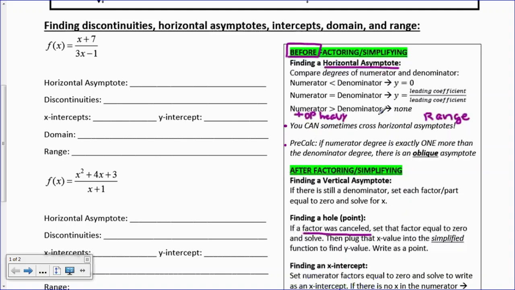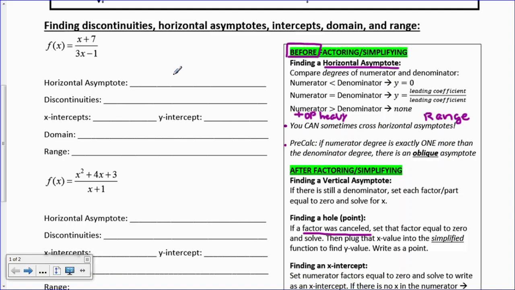All right, so that's the first thing you're going to find. Horizontal asymptote. Do not touch your function at all. Just look at the degree here and here, here and here. Look at the exponents of your leading term, and then use these rules to figure out what your horizontal asymptote is. Okay, that's phase 1.